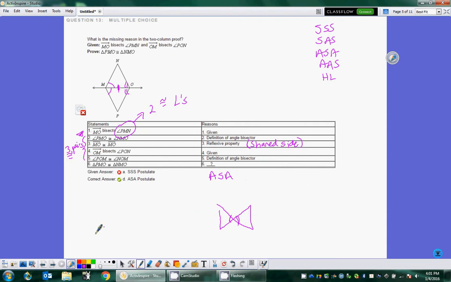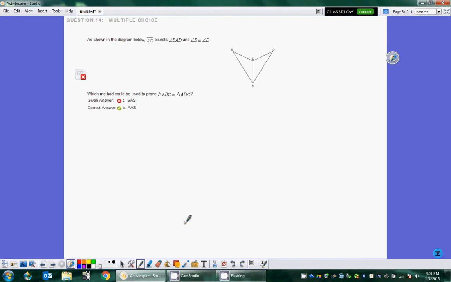Okay, it's not side angle side, but look at just that bottom. I only got one pair of sides marked. I do not have two pairs of sides. So be careful when you're looking for side, angle, side, all that. You're only looking at one at a time.